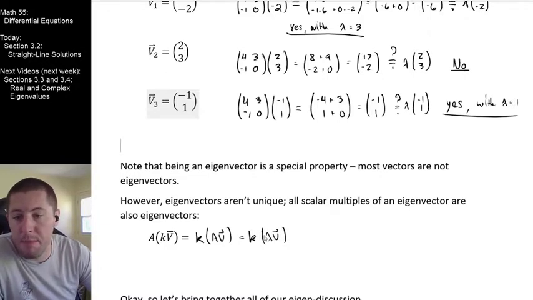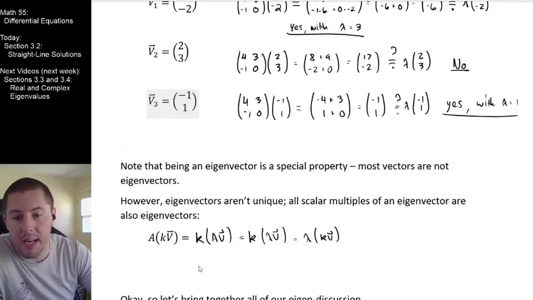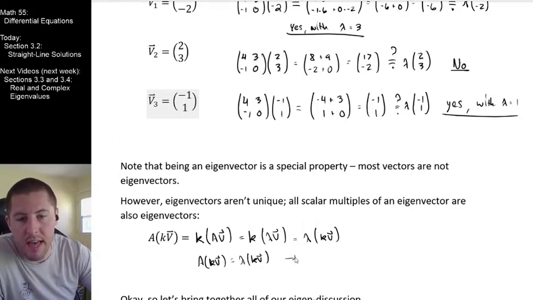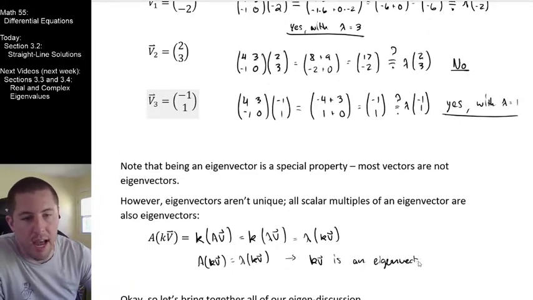And I can just swap the order of the constant multiples right there to write this as lambda times kv. So it looks like we're getting that A kv equals lambda kv, in which case we're seeing that kv is an eigenvector. So that just says any constant multiple of an eigenvector is also an eigenvector.